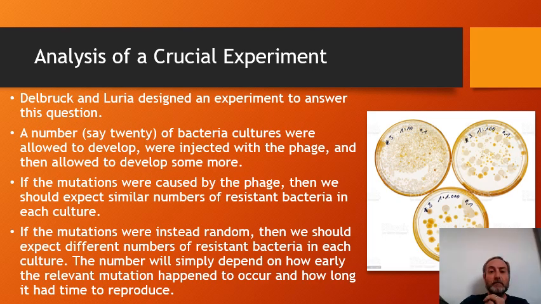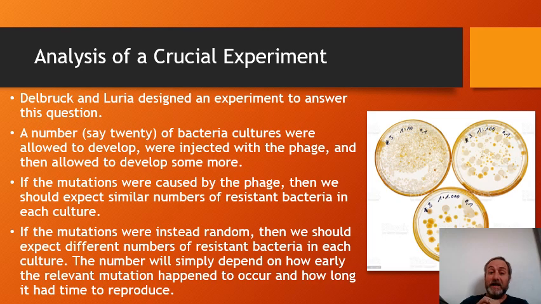Okay. So they took a number, let's say they took 20 bacteria cultures, and these are little pictures of bacteria cultures. They're allowed to develop, and then at a certain point, they're all injected with the virus, the bacteriophage. They're allowed to develop some more. So the idea is this: if the mutations were caused by the actual virus, then we should expect similar numbers of resistant bacteria in each culture. They all got the same treatment, the same amount of virus went in, so they should all have the same sort of effect after.